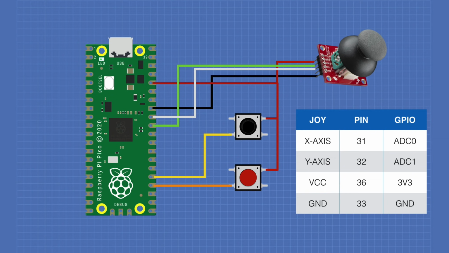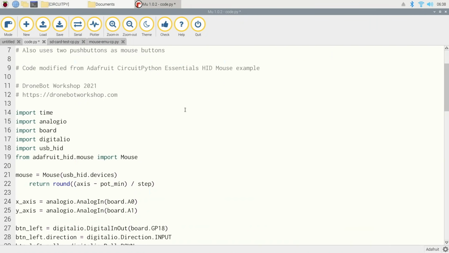Now let's take a look at the code we can use to make our joystick act like a mouse. Now here's the code that we're going to be using for our mouse emulator, and this code is actually just sample code that came from the Adafruit CircuitPython Essentials HID mouse example. I have modified the code, however. The original code used the push button that is integrated into the joystick as a left mouse button, and it did not have a right mouse button. I just simply brought it out to two independent buttons for the left and the right.